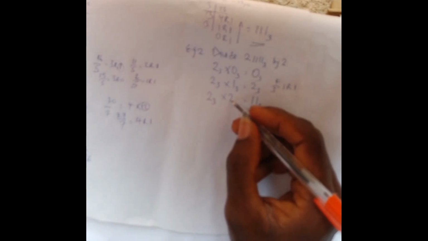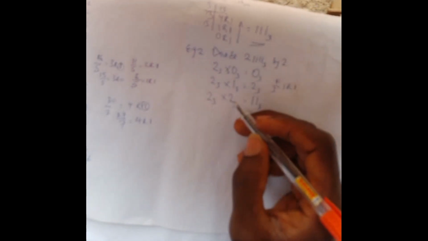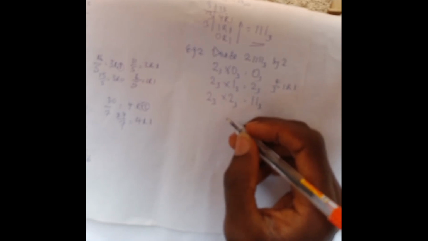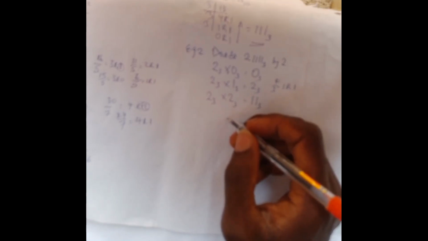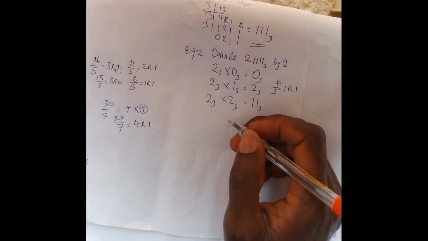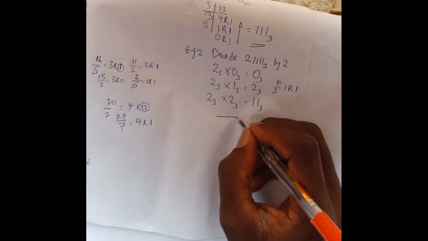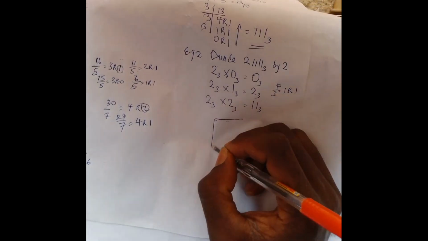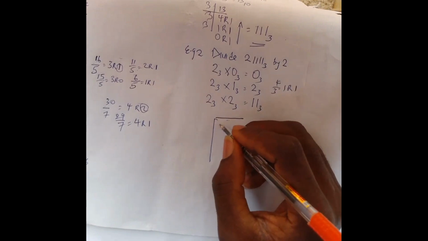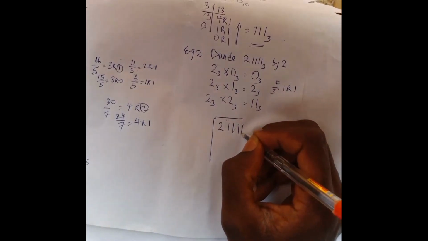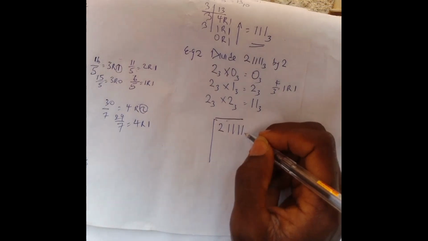Now I said we will stop at 2 here because our base here is 3, so you stop at a number below 3, the highest number below 3. So now let's proceed to divide. We have 2, 1 1 1 1, 3 divided by 2.